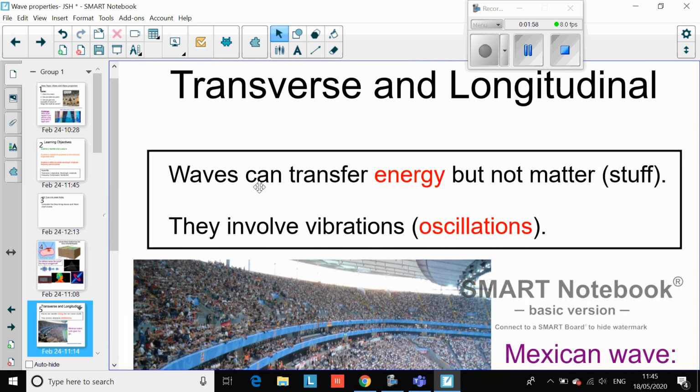So, firstly, can you write down these two words, transverse and longitudinal? So I'm just going to pause the video and do that now, please.